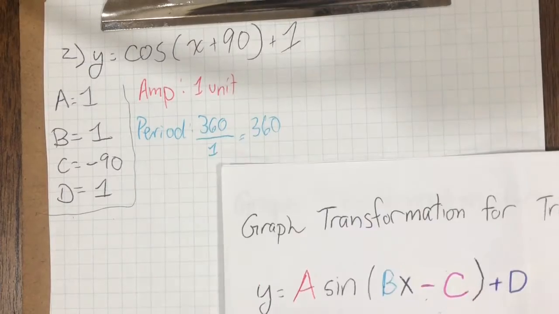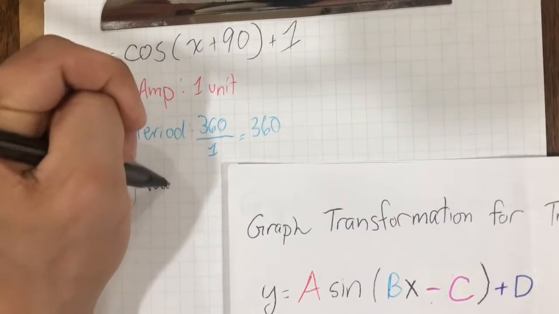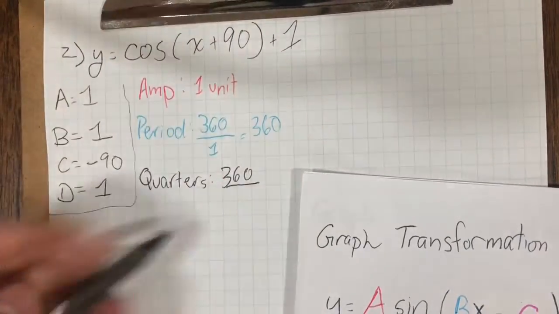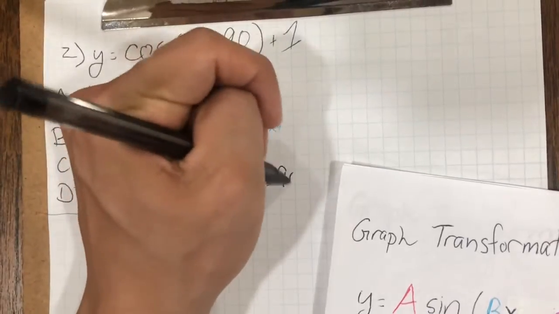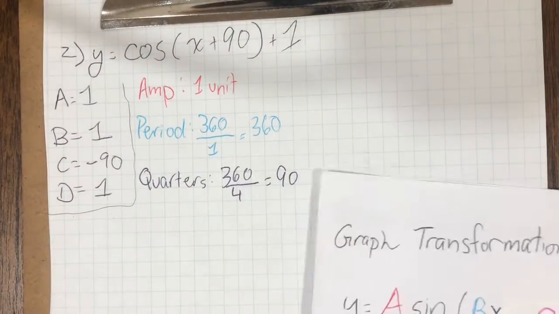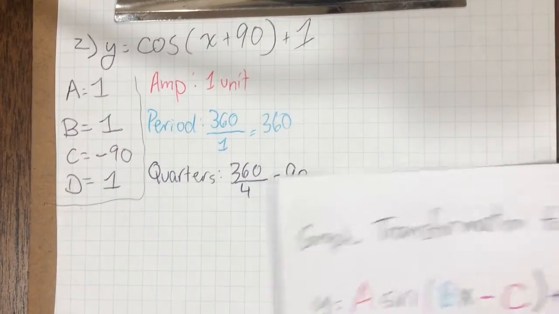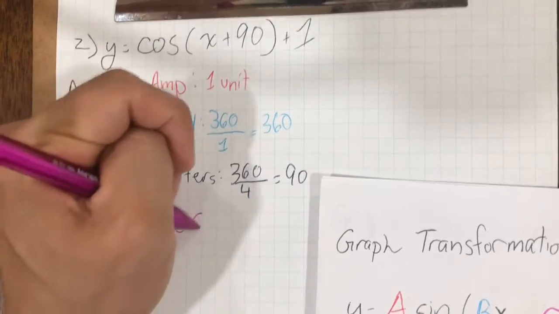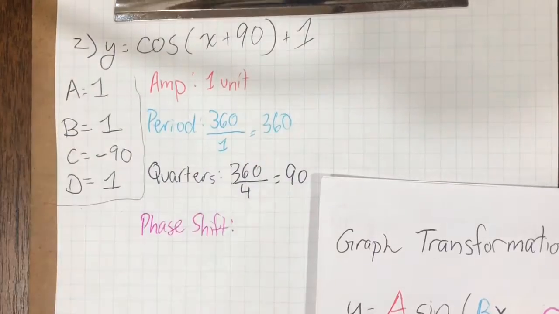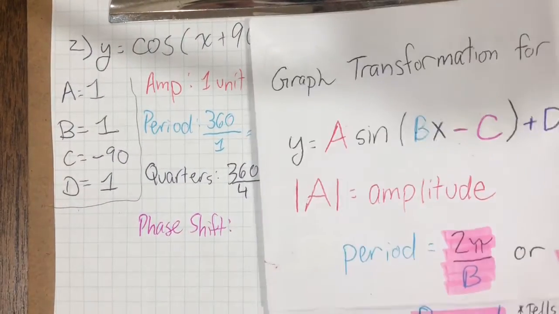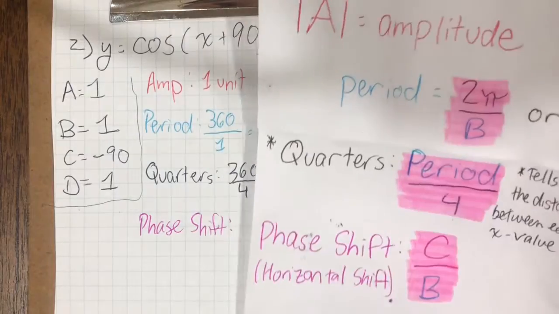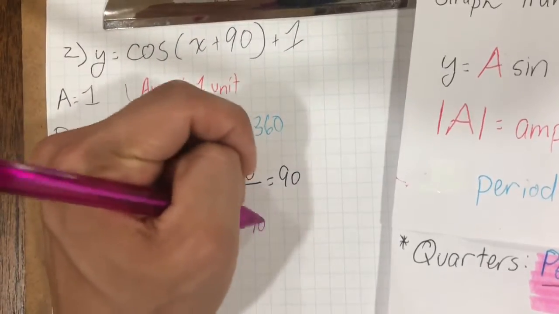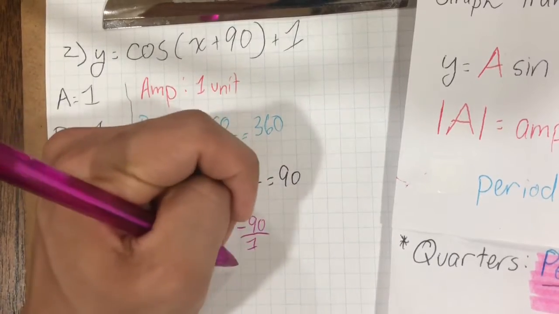All right, so for the quarters, I take 360 divided by 4, and then I end up with 90. All right, and then we have the phase shift. With the phase shift, we have C divided by B, and my C is a negative 90, and my B is a positive 1. So negative 90 divided by 1 is still a negative 90.